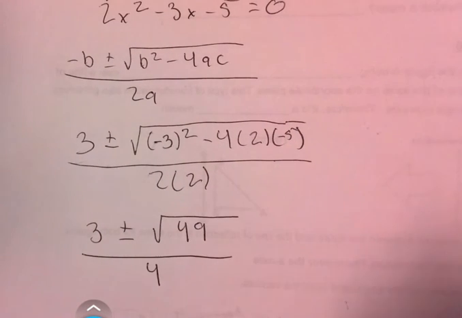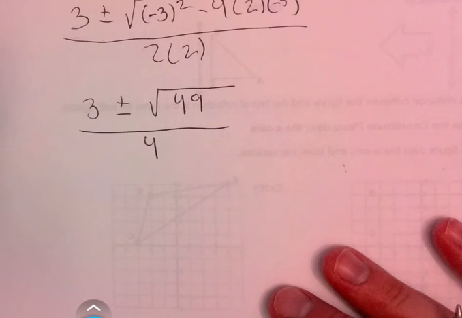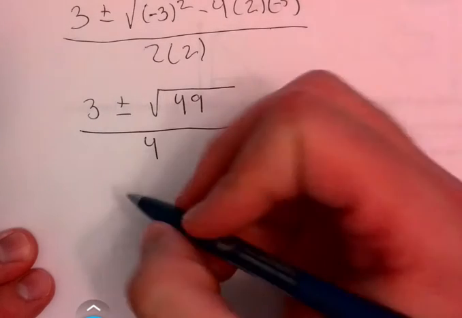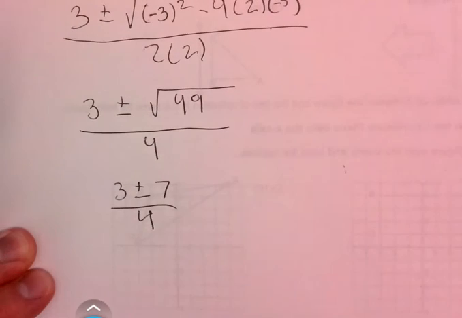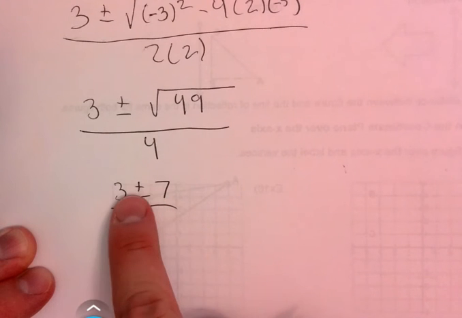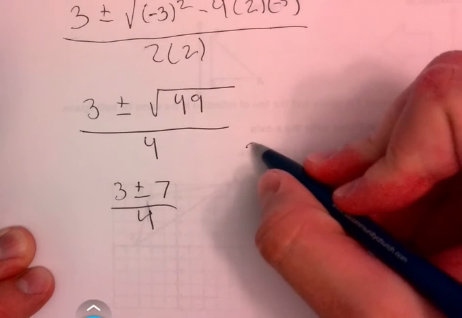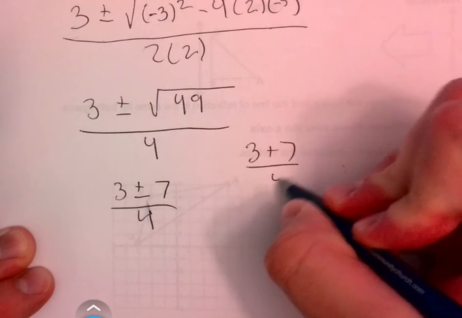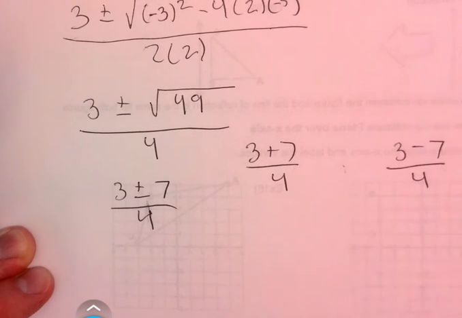Let's see if I can scroll this. Okay. And the square root of 49 is 7. Now again, remember, this is really 2 different problems. This is 3 plus 7 divided by 4 and 3 minus 7 divided by 4. So I'm going to write both of those. 3 plus 7 over 4 and 3 minus 7 over 4.